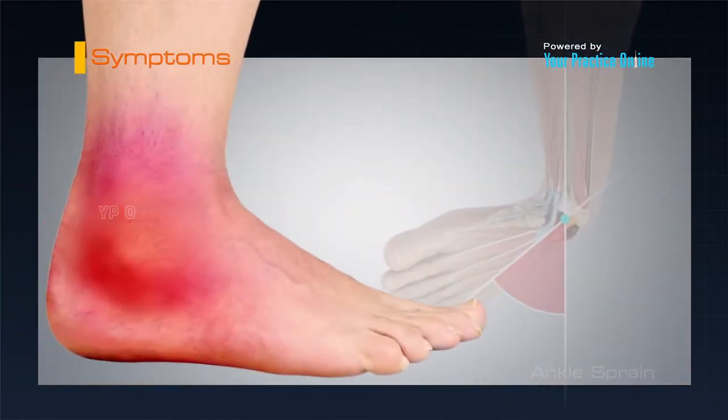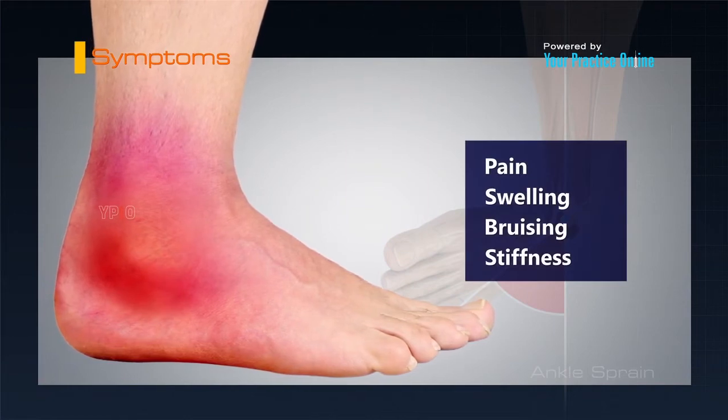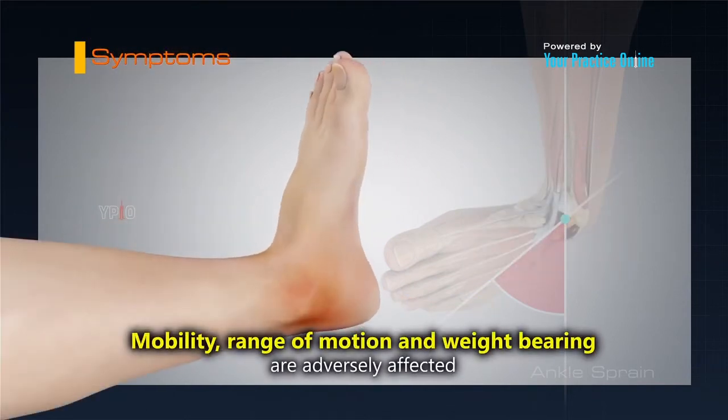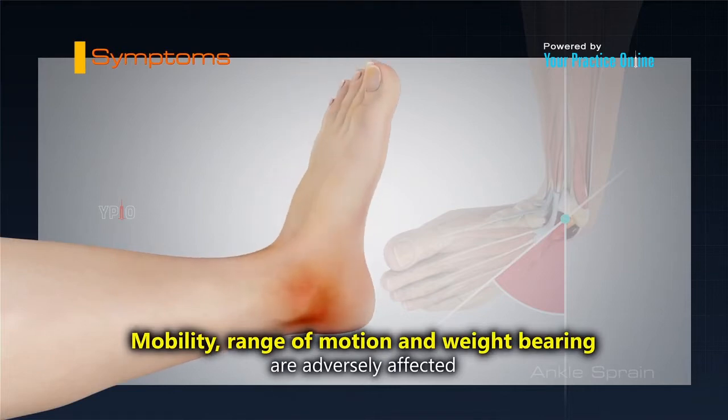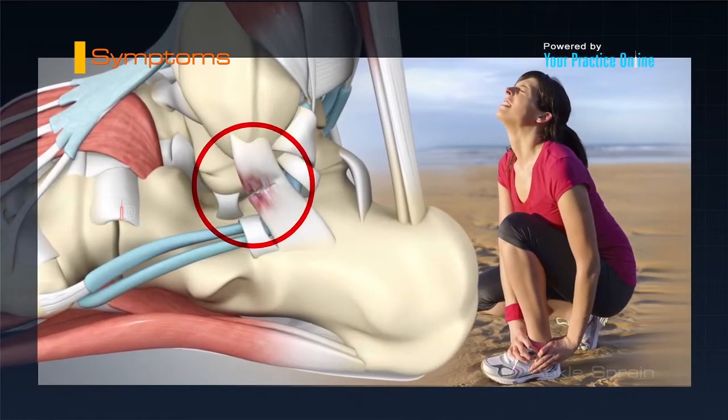Symptoms: ankle sprains result in pain, swelling, bruising, and stiffness of the ankle region. Mobility, range of motion, and weight bearing are adversely affected. The severity of the ankle sprain depends on the condition of the torn ligament.